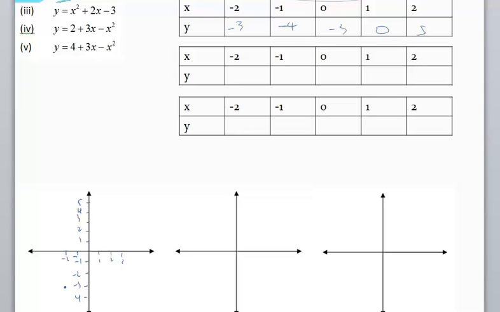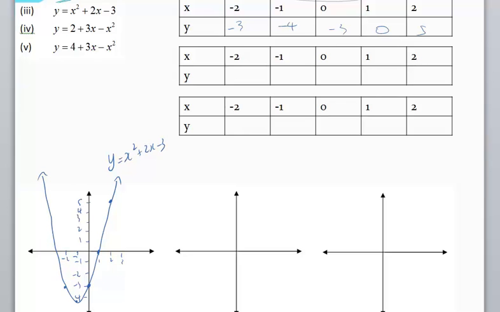So when x is minus 2, y is minus 3. When x is minus 1, y is minus 4. When x is 0, y is minus 3. X is 1, y is 0. When x is 2, y is 5. So we can see here our curve shape. So we fill this in, we can draw it like this, and continue up in this direction as well. Y is equal to x squared plus 2x minus 3.